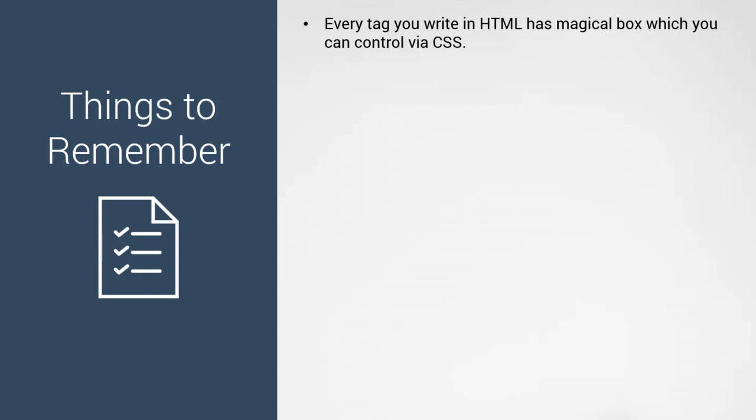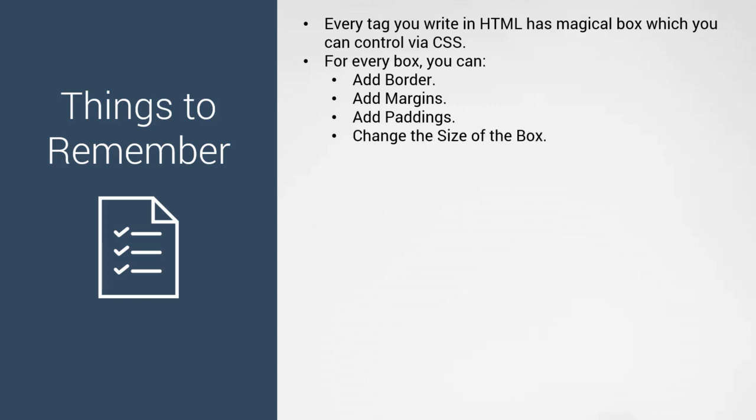So when you're designing a web page, always think in boxes. Think you have boxes, and how do you arrange all those boxes onto the HTML page? That's one of the key things that you have to remember when you design with CSS. For every box, you can add borders, margins, and paddings. Margin is between two boxes, padding is inside the box.